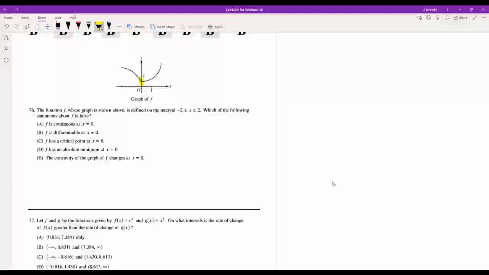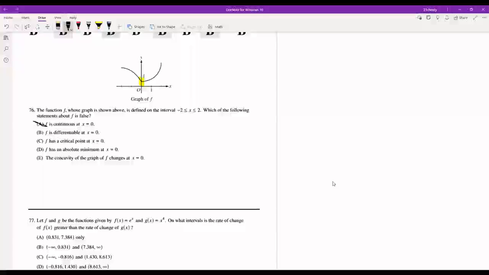Well, looking at the graph right here, there's no holes and there's no asymptotes at x equals 0. So therefore f is continuous there. So we can cross this off.